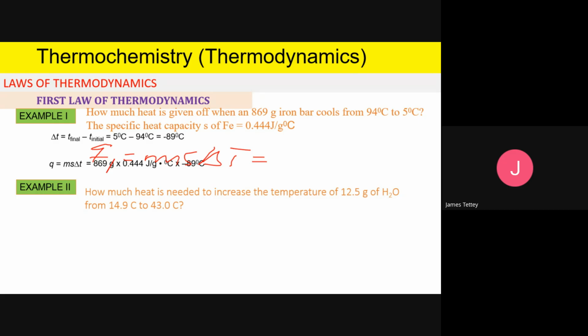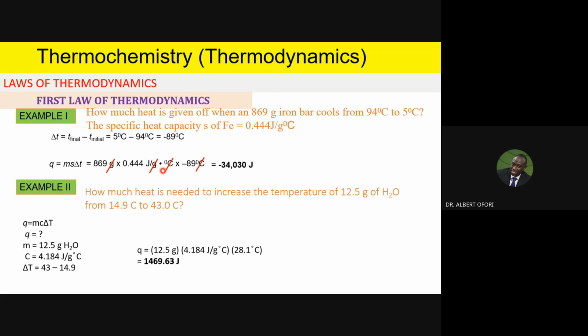Should the answer be in joules, or should we give the kilojoule value? I had 1469.53 joules. Yes, that's the answer I got here. When you divide it by 1,000, that should give you 1.47 kilojoules. The second one, you said you had 1469.63 joules. Is mine correct?